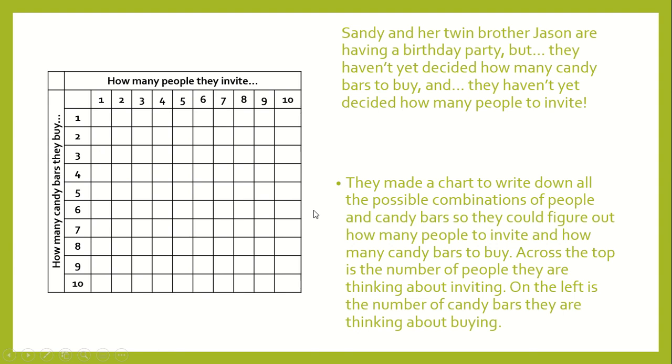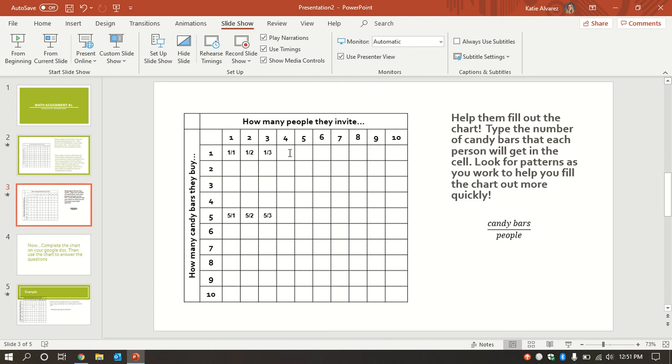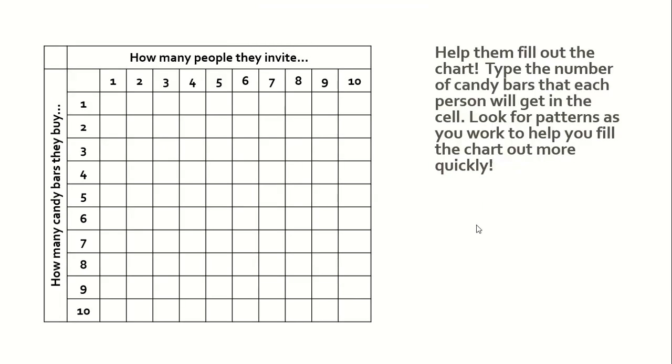Here's the chart that you are going to fill out as part of your assignment. At the top, this is how many people they invite, from 1 person all the way up to 10 people. And then on this side is how many candy bars they might buy, from 1 candy bar all the way up to 10 candy bars. All of these blank boxes in the middle is what you're going to be filling out as part of your assignment. So let's help them fill out the chart.